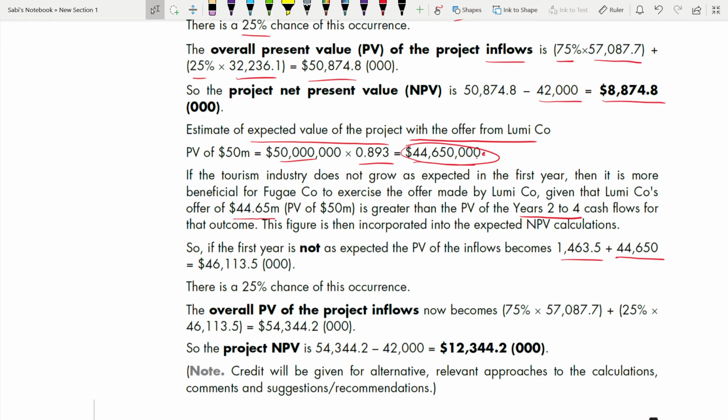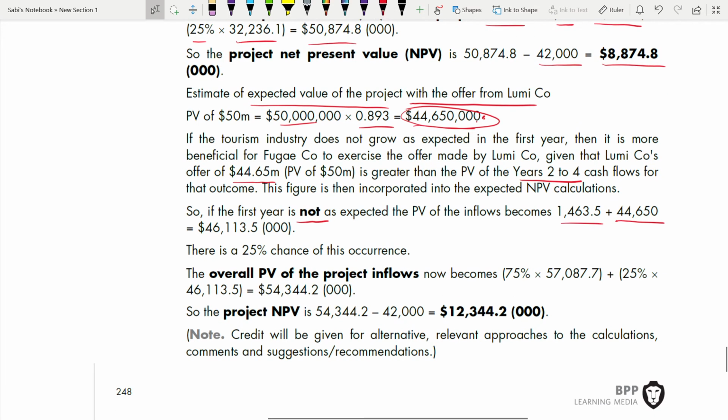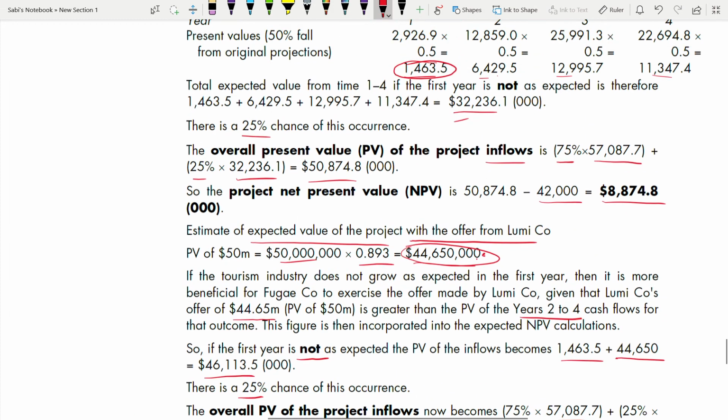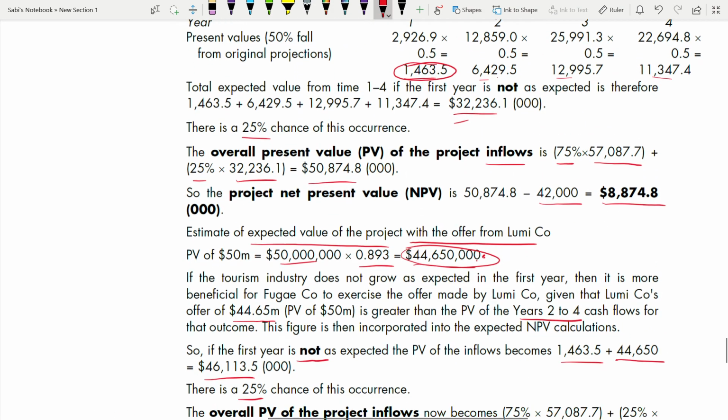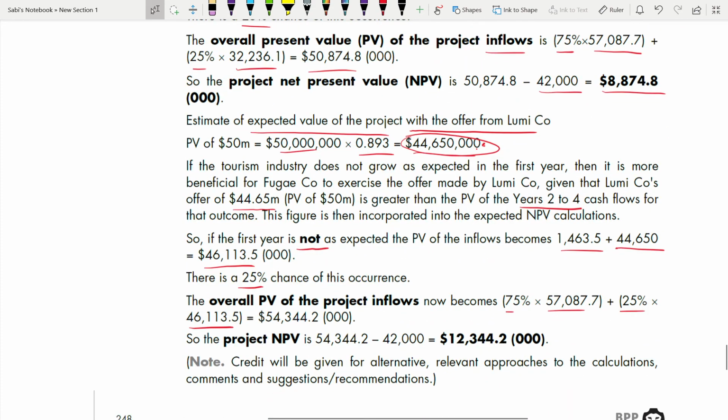If it is not as expected, make sure that you write it clearly. Then it will be this much. There's a 25% chance of this occurrence. So the overall present value of the project inflows now changes after Lumi. So 75% remains the same, no change. Only 25% changes now. From 32 something, before it was 32,236.1, now it is 46,113.5. So it increased. The project net present value will be the same, and this 42 million will remain the same. This will be this.